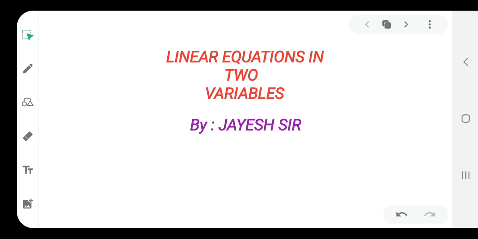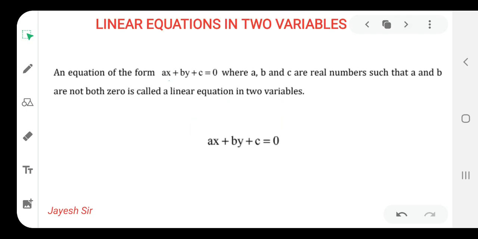After listening to the word variable, the only thing that comes to my mind is x, which we have already followed and learned about in previous classes. A variable means x. So whenever someone tells us about a variable, the first alphabet that comes to our mind is x.